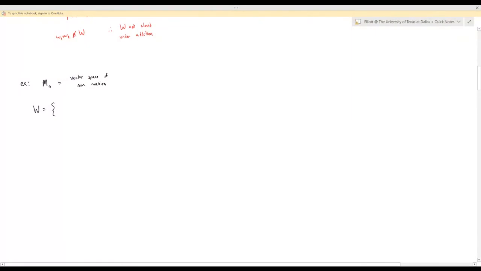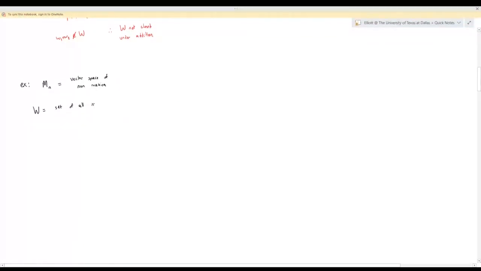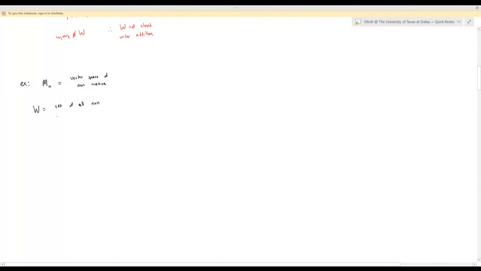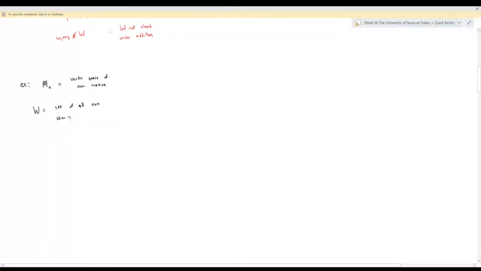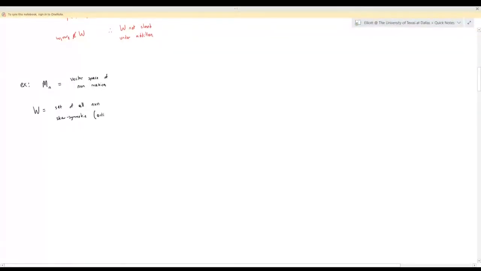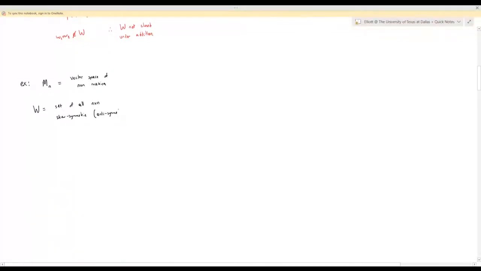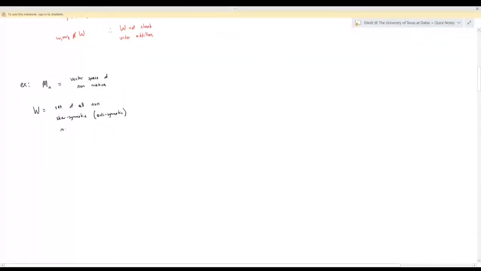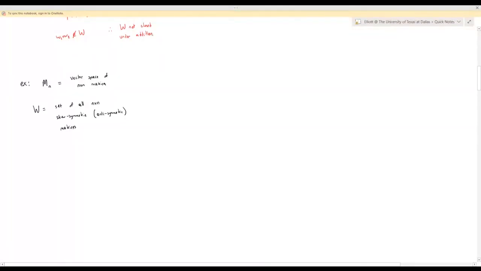And in this case, I'll have W be the set of all n by n skew symmetric, or sometimes this is known as anti-symmetric as well. I know you guys have talked about symmetric matrices. I'm not sure if you guys have at least heard of the anti-symmetric matrices. So just in case you aren't familiar with it, I'll define it real quick.